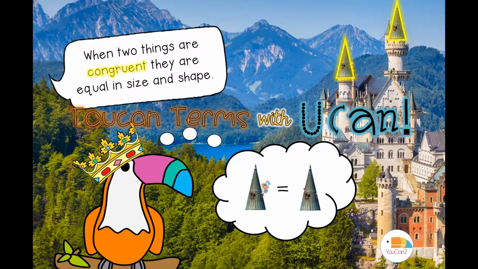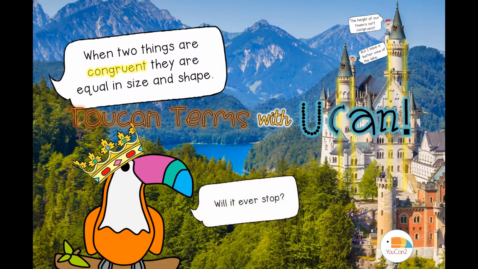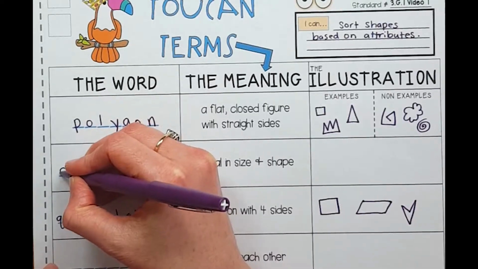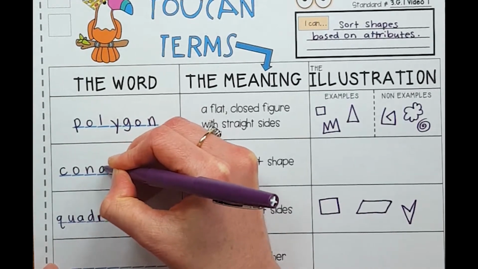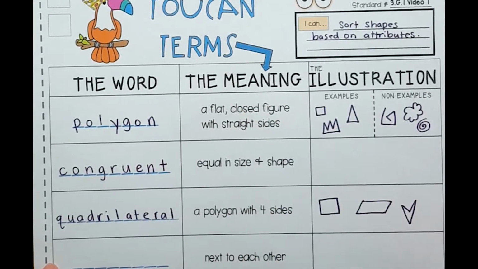Knight 1 and Knight 2, you have nothing to fight about. Your rooms are exactly the same size and the same shape. Does that solve things? Yukan, I think they're gonna fight about something else. Whose tower is the tallest? And that isn't congruent. Will it ever stop? It's congruent. It's the same size and shape.